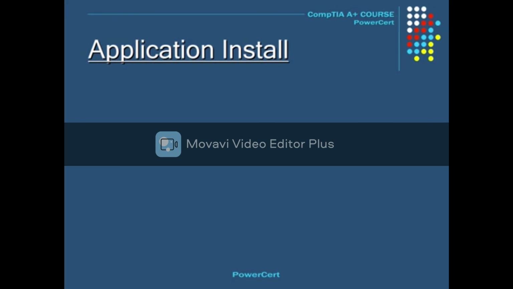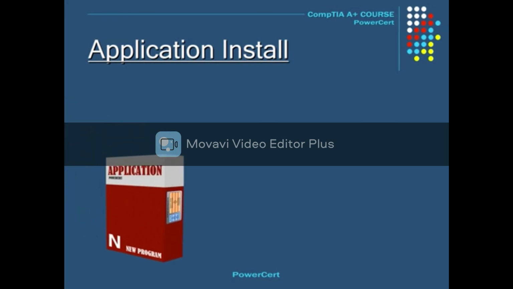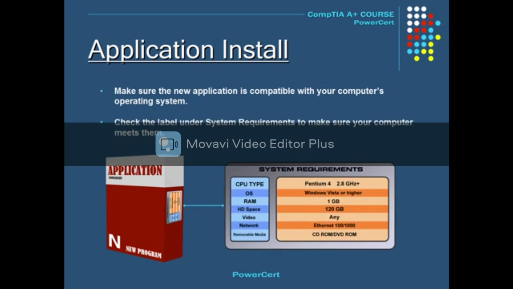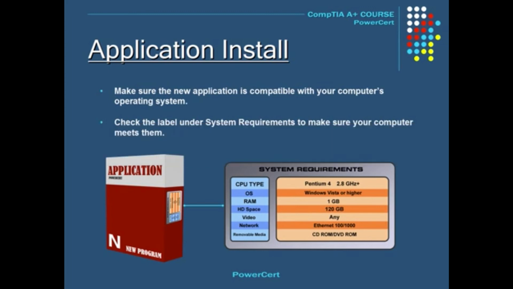When installing a new application on a computer, the first thing you should do is make sure it's compatible with your computer's operating system, because if it's not compatible, it will not work. That's why it's important, before you even purchase an application, to check the label under System Requirements to make sure your computer meets them. Because if you buy a program that requires Windows Vista or a later version of an operating system, and you are still using Windows XP, it will not work and you may have wasted your money.